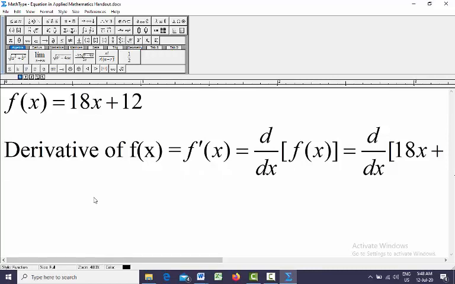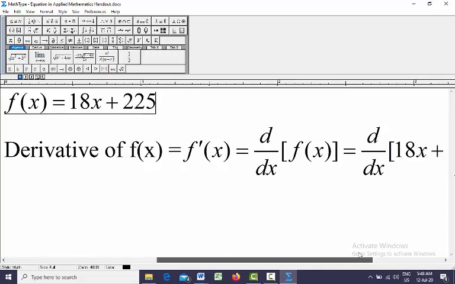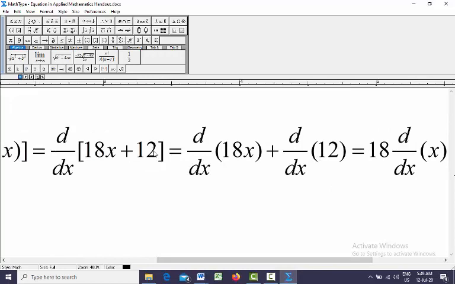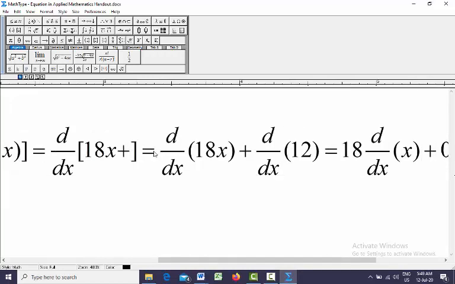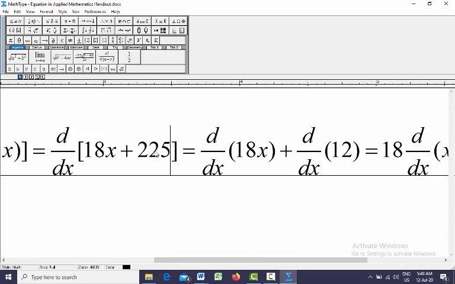So if you can see, it doesn't matter what number you add here in the function. Maybe this is 225. It doesn't matter what number you add here, the answer will still be the same.